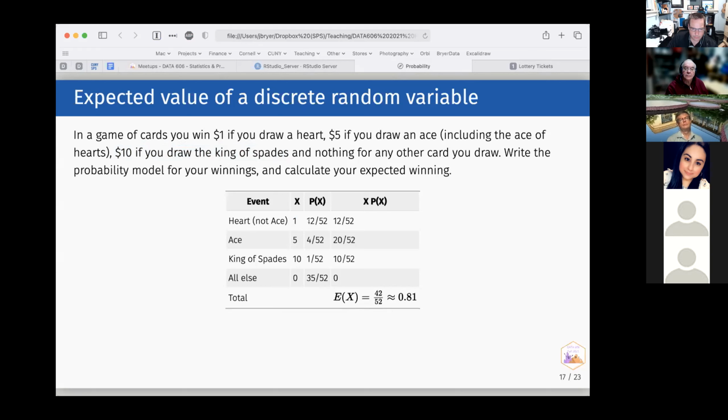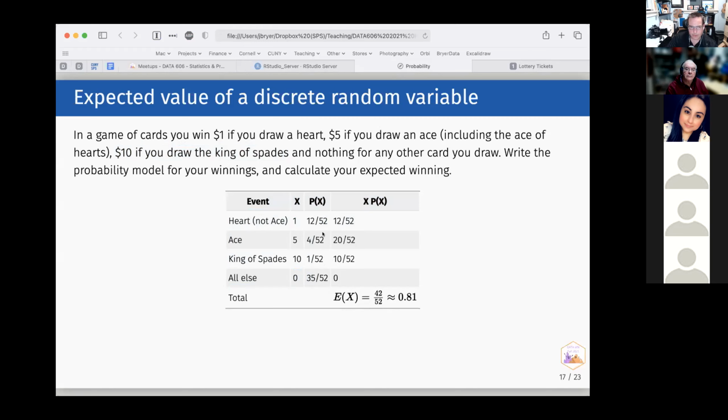Okay, so the probability for a heart, not an ace. So there's 13 hearts, right? But we're going to exclude the ace. So we have 12 out of 52. An ace, there are 4 aces, so there's 4 out of 52 cards in the deck. King of spades, there's 1 king of spades, so the probability is 1 out of 52. And then anything else, there's 35 cards left out of 52, and you get 0 here, right? So if I add up this column, that equals 1, in order to have a proper probability distribution.